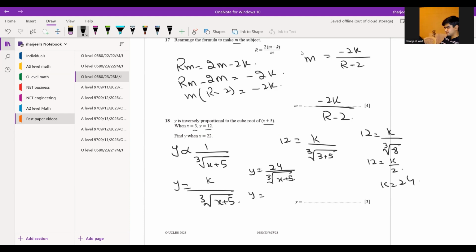Substitute the value of x as 22. So this will become cube root of 22 plus 5. y will be equal to 24 divided by cube root of 27. y will be equal to 24 divided by 3 and y is equal to 8. This is your answer.